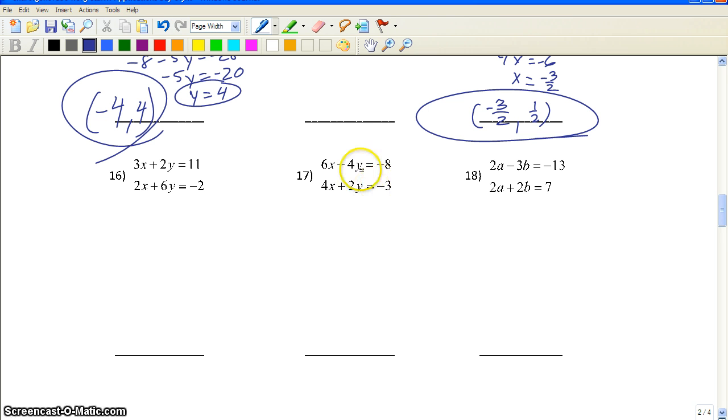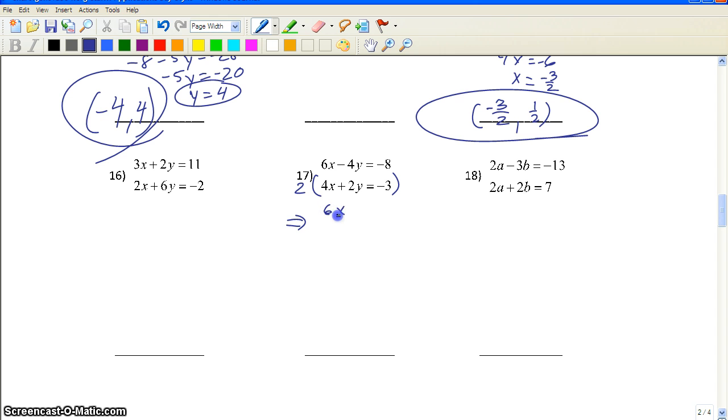Just keep working hard. So now I look at this, the 6 and the 4. That's not that easy to get rid of. I'd have to multiply the top one by 4, the bottom one by negative 6, or maybe negative 4 and positive 6, and I don't want to do that. Or, top one by 3 and bottom one by 2. I still don't want to do that. But if I just multiply the bottom one by 2 and we work on getting rid of the y's, we're in good shape.